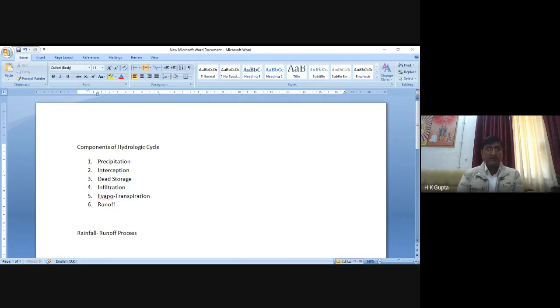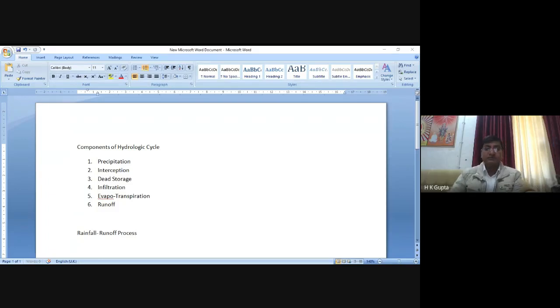And I am just writing here: this is time. When you plot this hyetograph, if I show here, on the x-axis you plot rainfall intensity. That will be in millimeter or centimeter per hour, so something like millimeter per hour. And this is time, so this is per hour.